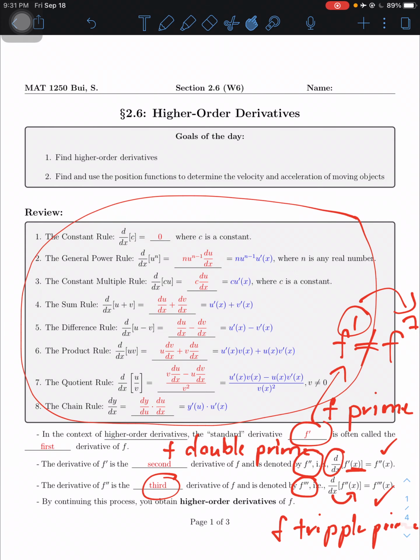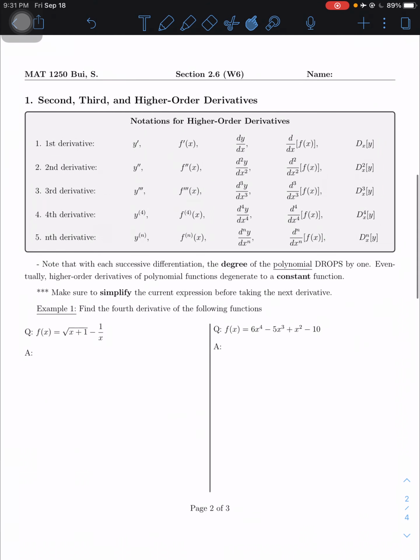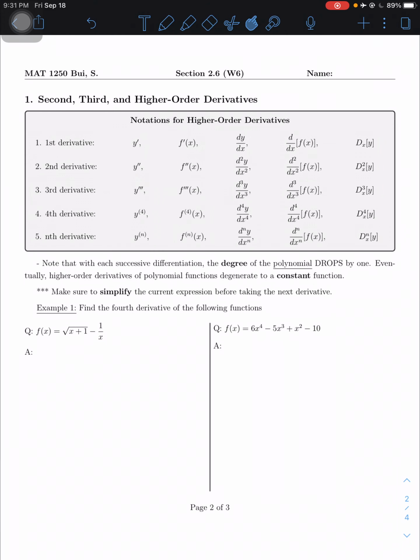Symbol-wise, we're going to talk about the common symbols for derivatives. For the first derivative, we're going to have y prime, or sometimes f prime of x, or other times dy dx, where the d dx symbol is for the derivative. So d stands for derivative. And if you want, you can split that out, so instead of y we can have f of x in there.